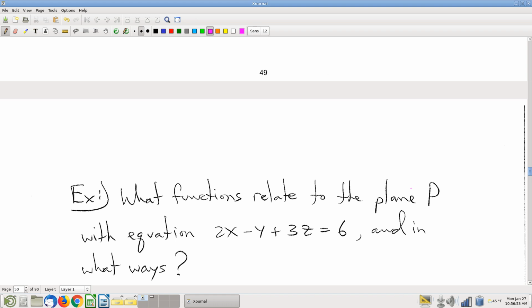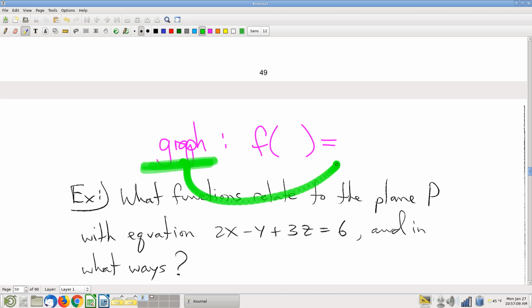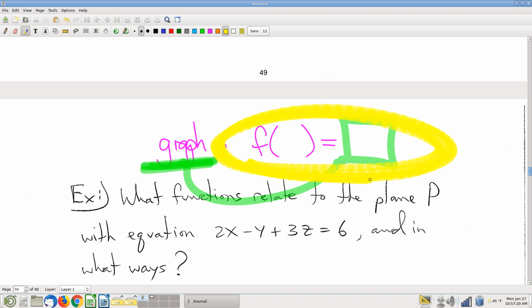What do we mean by graph? A graph, that's what you get when you take some function of something and you set it equal to a new variable, right? So graph means we're setting it equal to a new variable. If I want the graph to describe the same equation that I've already got to describe this plane, what variable am I going to stick over here?